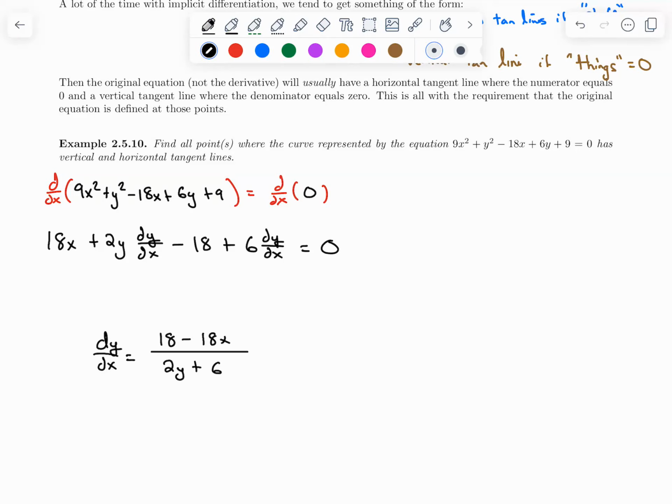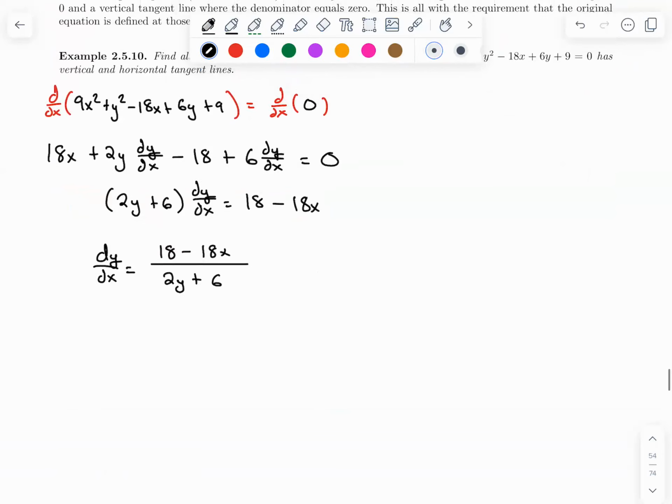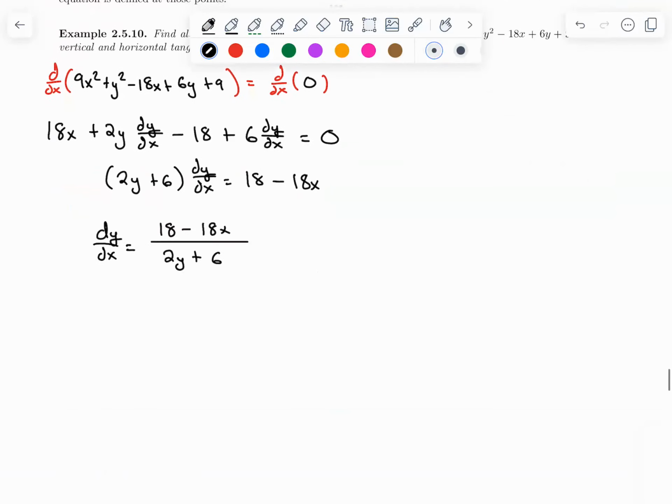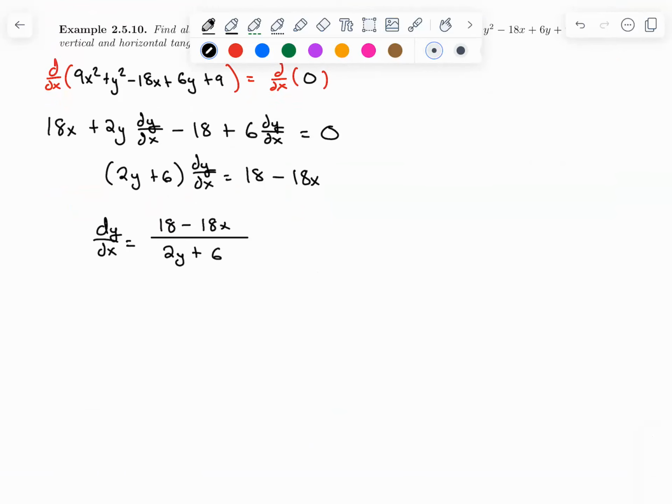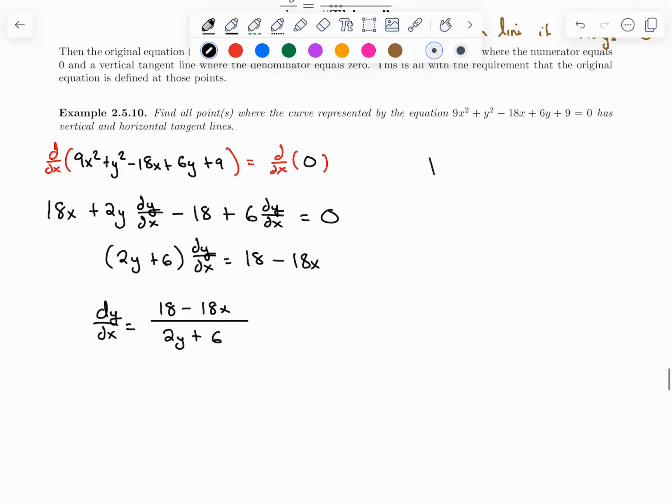So once again, the core thing that you want to do with an implicit differentiation problem is, once you differentiate both sides of the equation, isolate the dy dx terms. So on the left-hand side, we have that 2y plus that 6 times the dy dx. And then I brought the 18 over by adding it, and I subtracted the 18x. Now we can simplify it if we want to, but we're really just going to be setting them equal to 0. So let's go ahead, and we've got plenty of space to work with, but let's do horizontal first. I'm going to do that up here. Horizontal first.